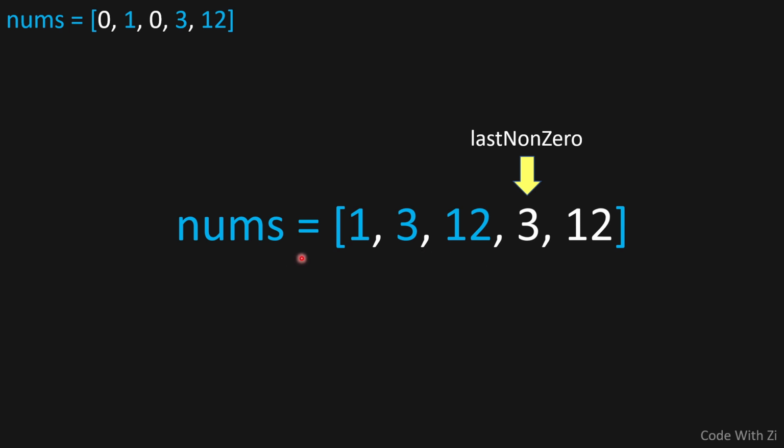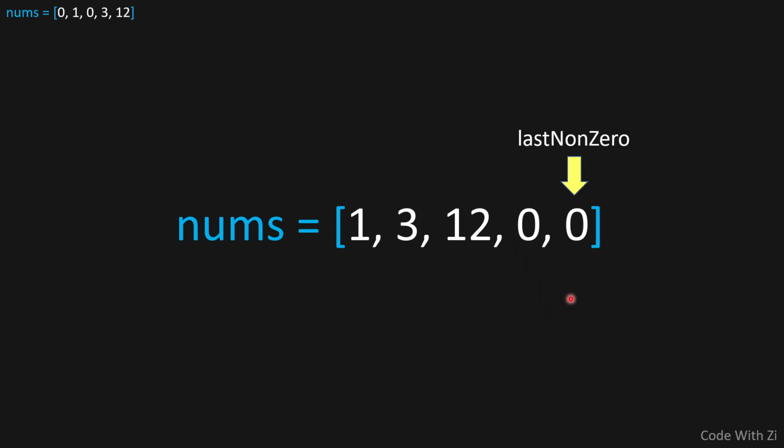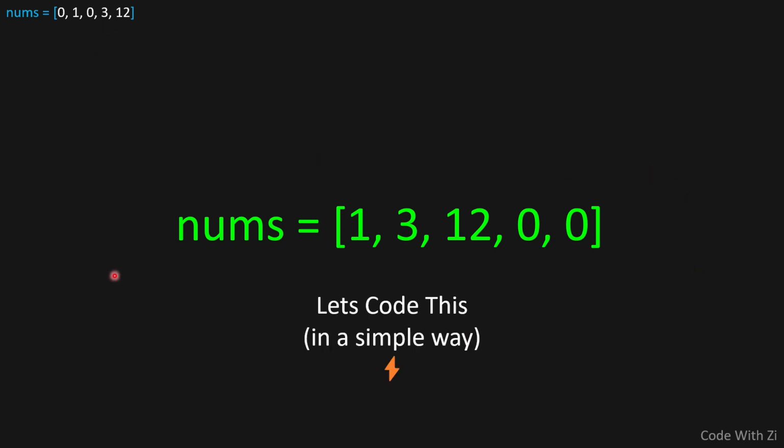Now, the only thing remaining is that we have to fill the rest with zeros. So we're going to put 0 from the position that lastNonZero is pointing to all the way till the end. We put this 0 here and then another 0 here, and then we're basically done with everything. As you can see, this is our answer. We have an array that has all of the non-zero elements in the beginning and all of the zeros at the end. We went from this array here to this array here. Now, let's code this in the simplest way possible.